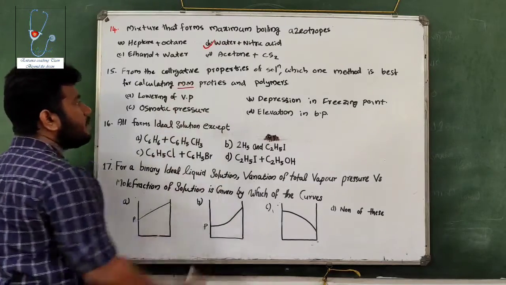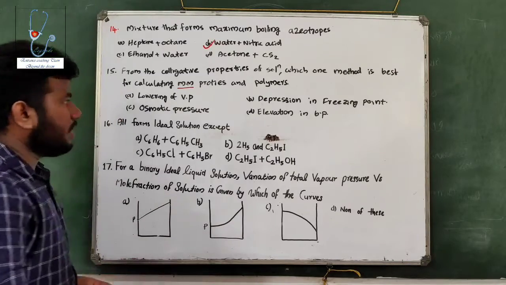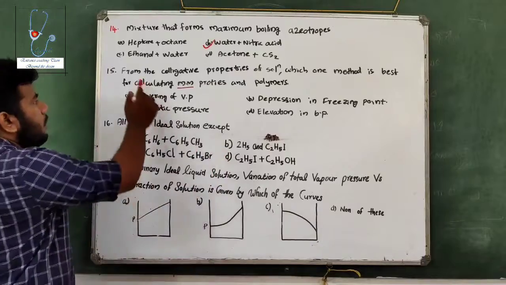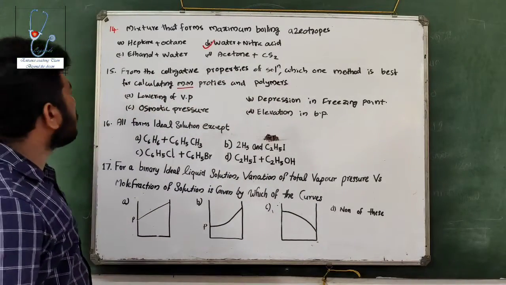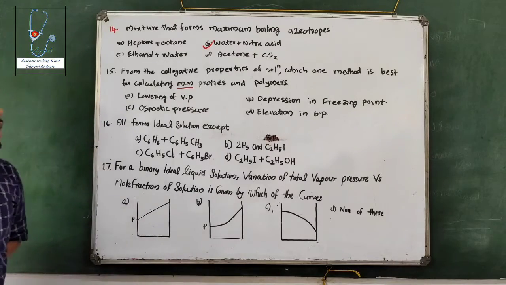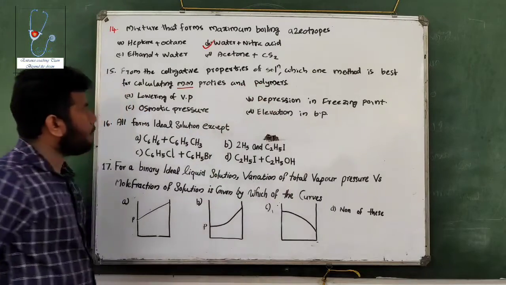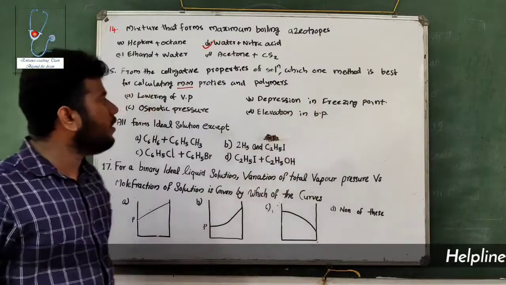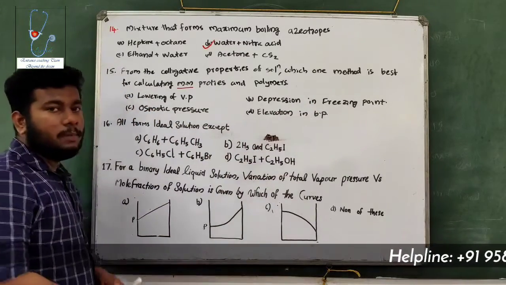Which method is used for calculating molecular mass of proteins and polymers? This question we discussed in the discussion topic from the colligative properties of solution: which one method is best for calculating molecular mass of proteins and the molecules? Here are four options: lowering of vapor pressure, depression in freezing point, osmotic pressure, and elevation in boiling point.